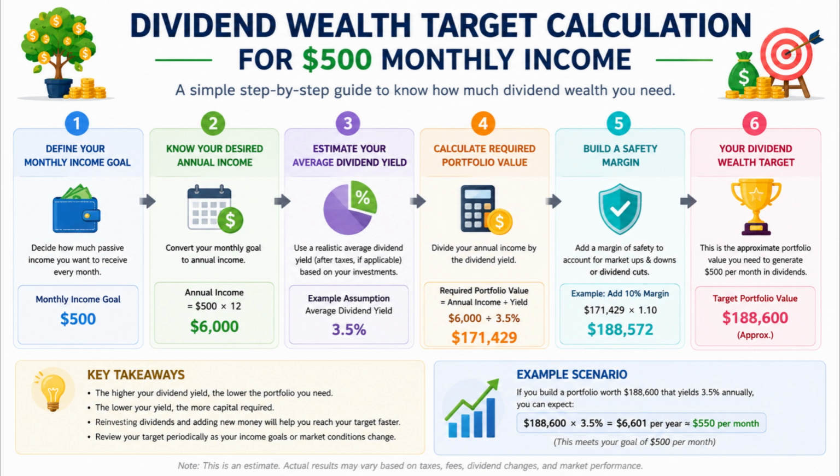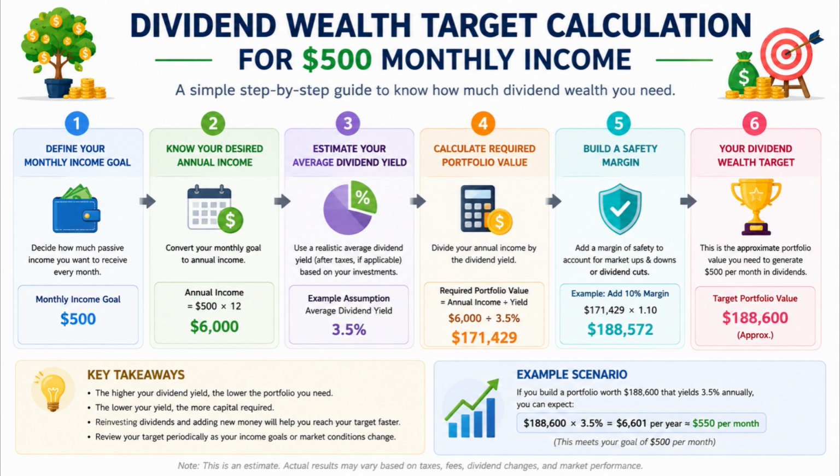Now, we calculate the required portfolio value. The formula is annual dividend income divided by dividend yield. So, $6,000 divided by 3.5% gives approximately $171,429. This means that, before adding a safety margin, an investor may need about $171,429 invested at a 3.5% yield to produce $6,000 per year.